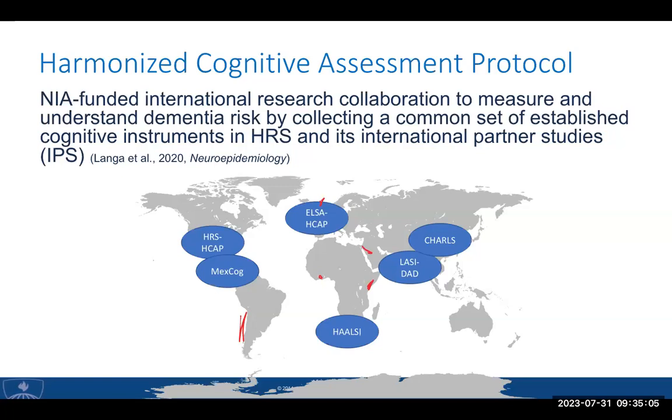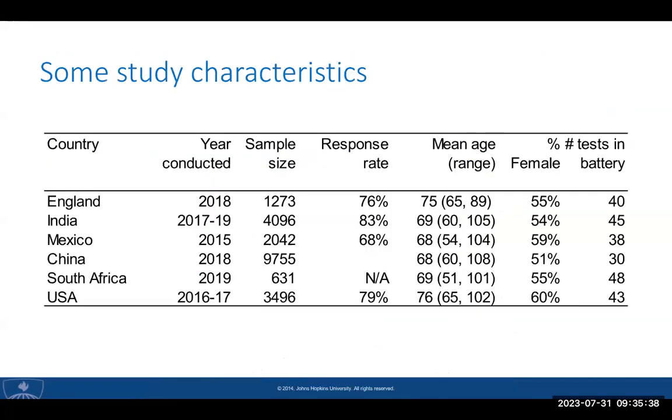And I always have to apologize. My slide is a product of my photoshopping skills, and others have much better slides summarizing the international spread of the HCAP network. But the point here is that it's a growing network of studies that are trying to collect similar cognitive instruments and similar cognitive batteries, and these batteries are taking around an hour or so to administer for cognitive testing. So it's a pretty decent battery of tests.